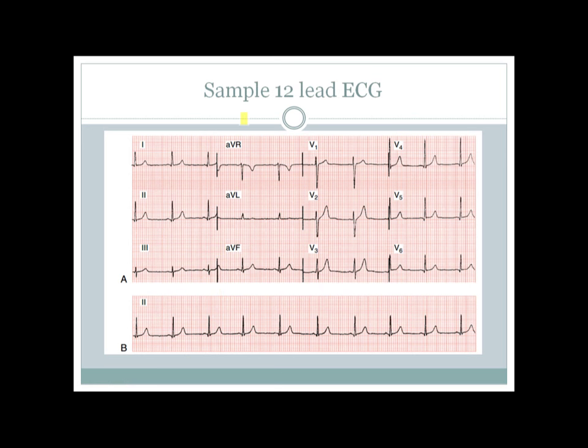So this is a sample 12-lead ECG showing you all the leads. First are leads 1, 2, 3, which are the bipolar limb leads. Here you can see the augmented leads, lead AVR, AVL, and AVF. Then ultimately you see the chest leads from V1 to V6.